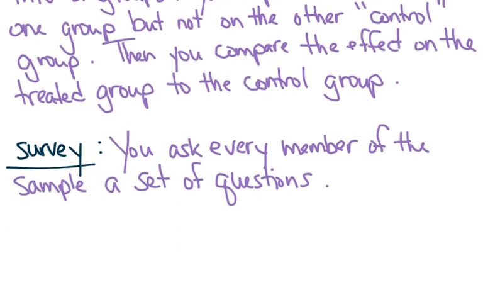The last type is a survey. This is the one you're most familiar with because you've probably taken a million surveys. A survey is when you ask every member of the sample the same set of questions. So if I wanted to get a survey of my students and their opinion of a flipped classroom versus the traditional stand and deliver classroom, I would ask every single student the exact same questions.